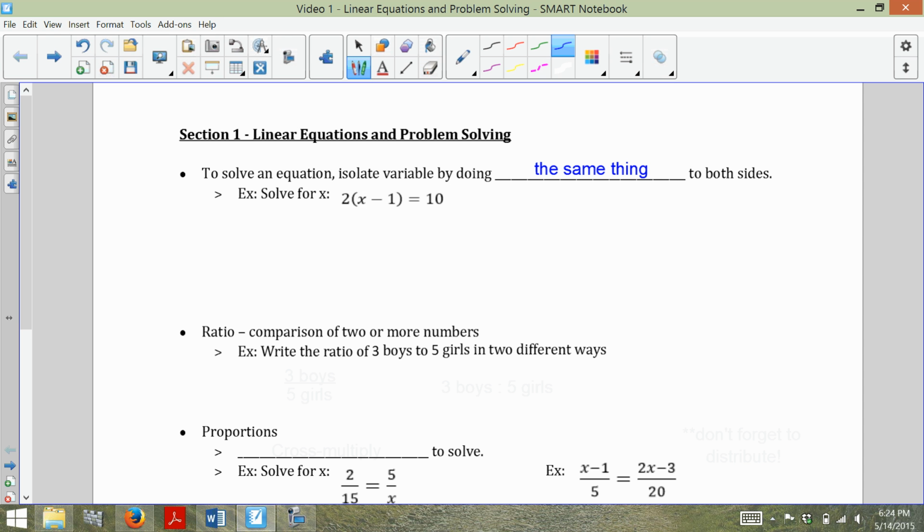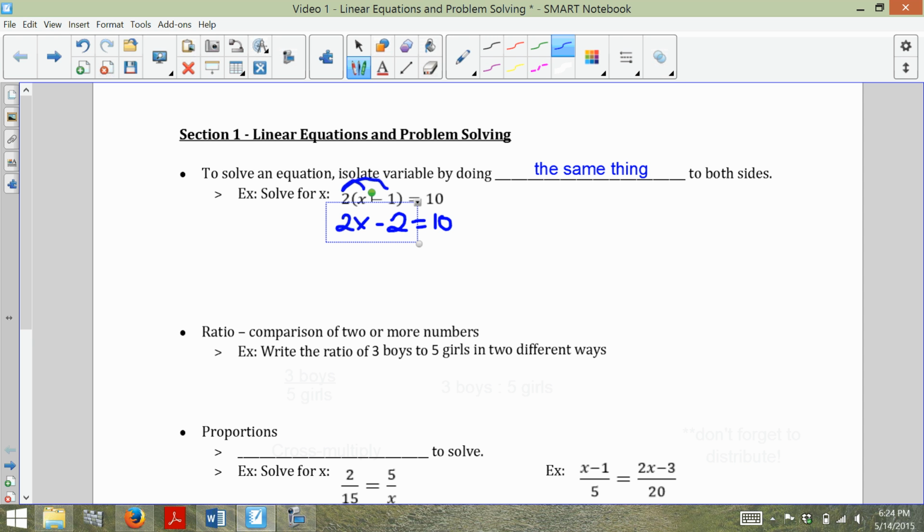For example, in this problem here, the first thing I want to do is distribute my 2 into my binomial x minus 1, which only involves one side of the equation because it's already there. I'm not changing anything. So I multiply that 2 into the binomial. We get 2x minus 2 on the left side and my 10 on the right.